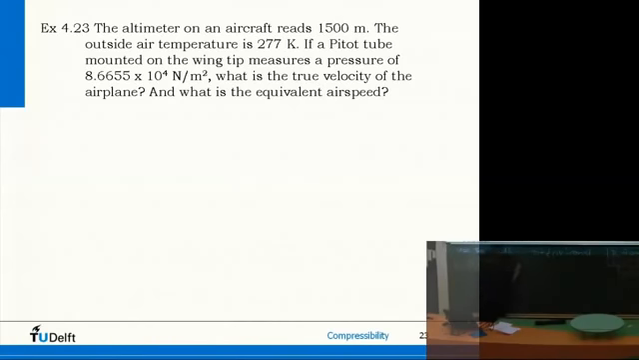So this one says V squared is P0 minus P divided by rho. So we have the pressure difference, P0 minus P, P0 from the pitot tube and P. What about rho, density? What would you do with density?